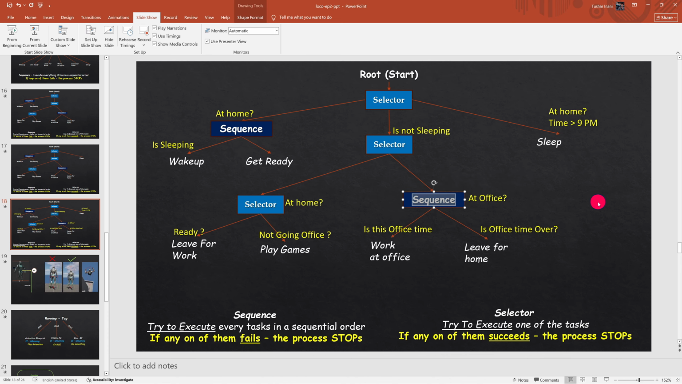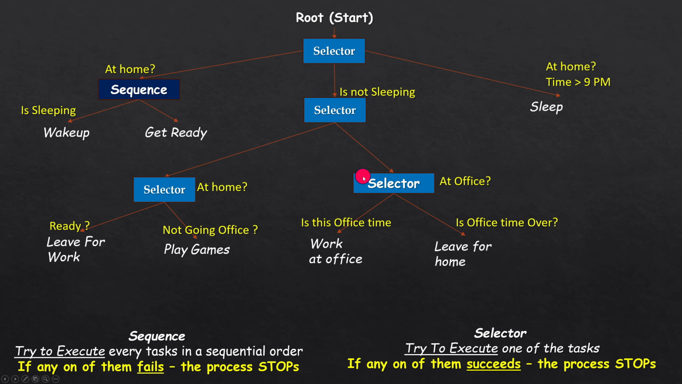So let's edit it and I will call it selector. Okay, so that means if we choose this selector, then let's see what happens again. Are you at office? Yes. Is this office time? Yes. So you keep working. This will return success. This will return success. This will return success, and it will go back. Remember, selector will not move forward if it encounters one success.